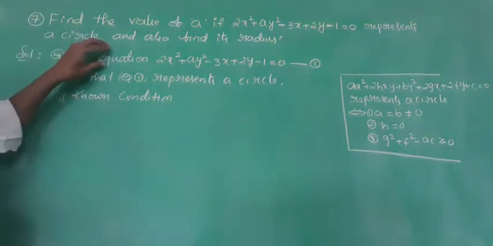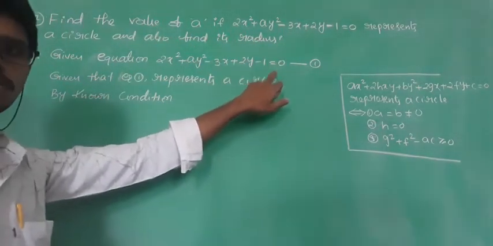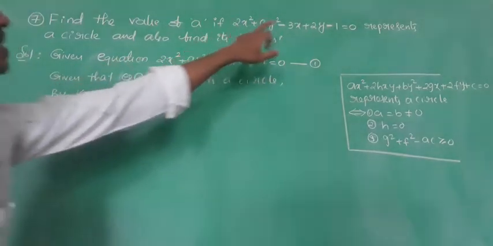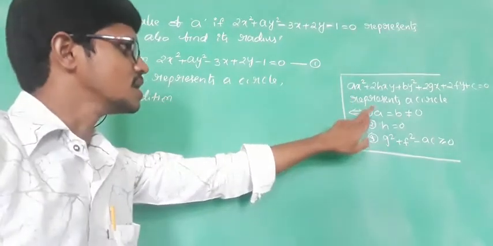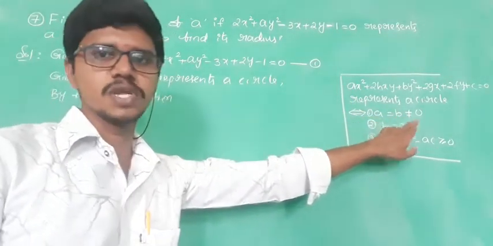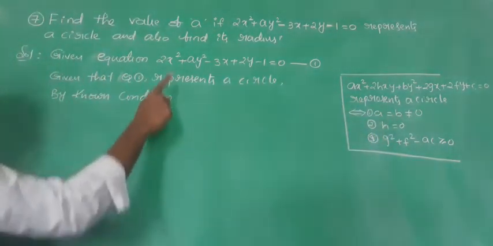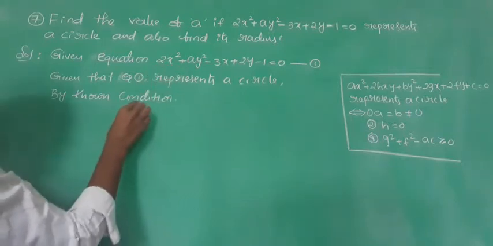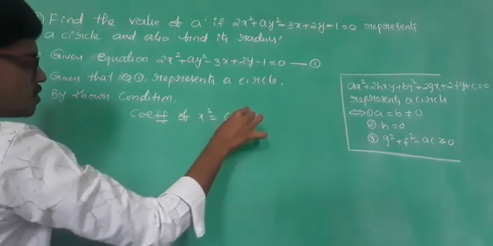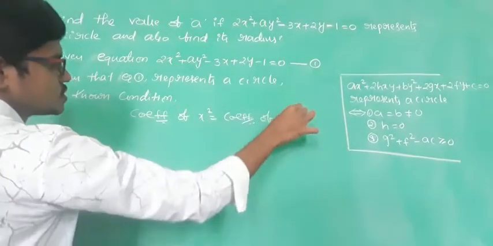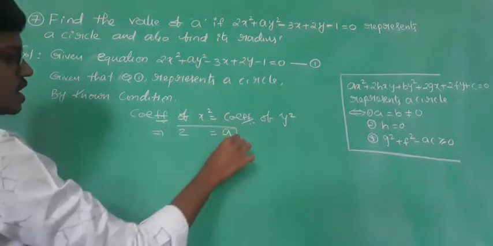Already we know that. So the given equation is 2x square plus ay square minus 3x plus 2y minus 1 equal to 0. As given, it represents a circle, so we know the condition: the coefficient of x square and coefficient of y square are not equal to 0, and the coefficient of x square and coefficient of y square should be equal. Here the coefficient of x square is 2 and the coefficient of y square is a. So a is equal to 2.